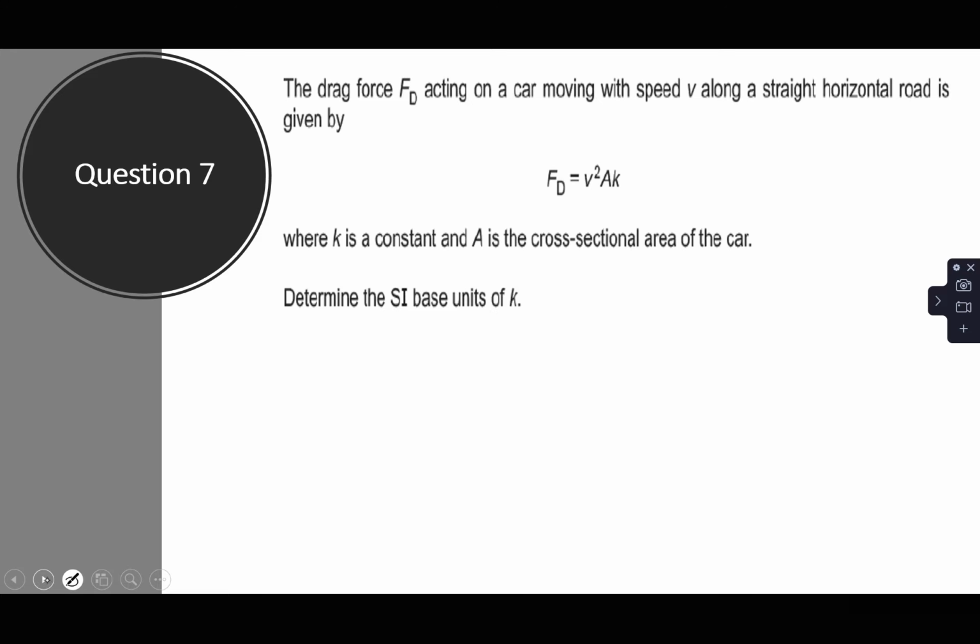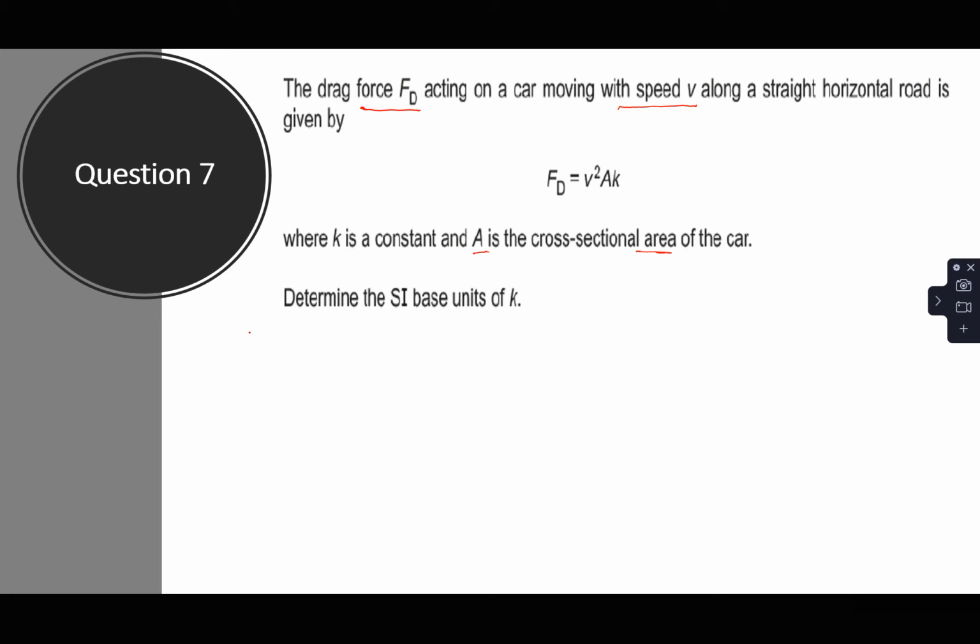Question number 7. The drag force Fd, so Fd is defined as force, acting on a car moving with a speed v, so v is the speed, on a straight horizontal road is given by this expression, where k is a constant and A is the cross-sectional area, so A is actually the area of the car. Determine the SI base units of k.